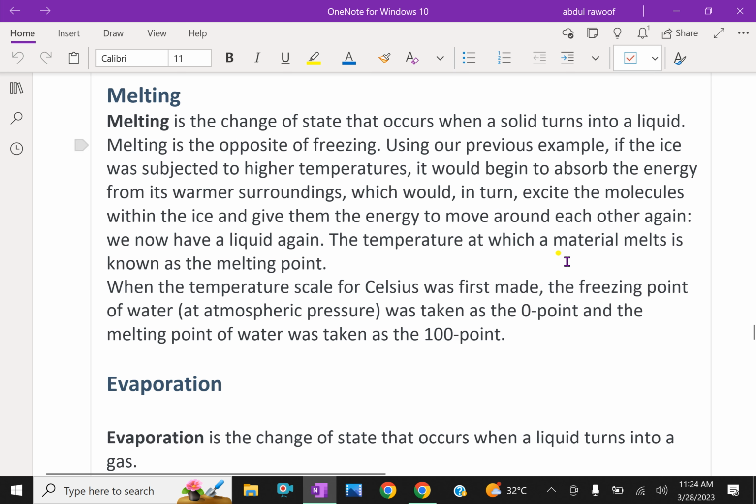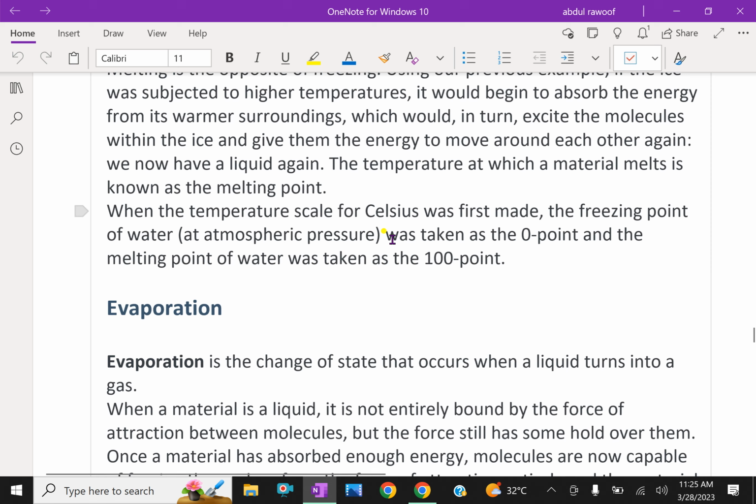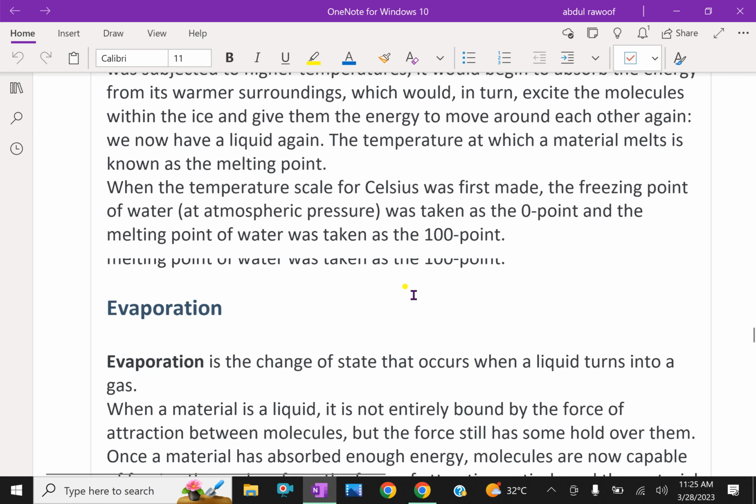The temperature at which a material melts is known as the melting point. Normally we know that the melting point of ice is 0 degrees Celsius. As its temperature increases, it starts to melt. When the temperature scale for Celsius was first made, the freezing point of water, at atmospheric pressure, was taken as the 0 point, and the boiling point of water was taken as 100 points. Here the degree Celsius and Fahrenheit scales are produced.